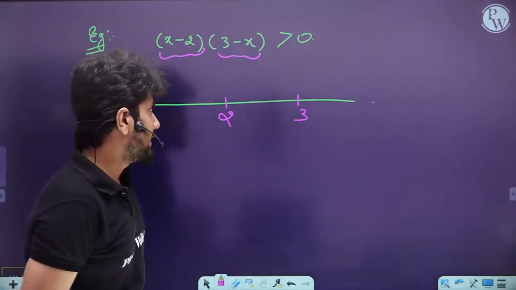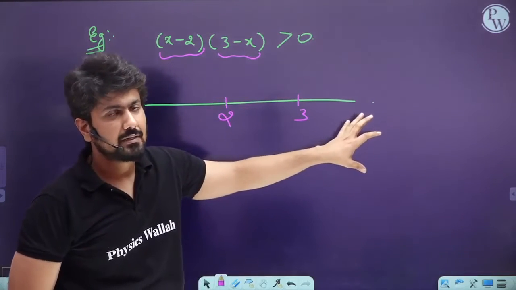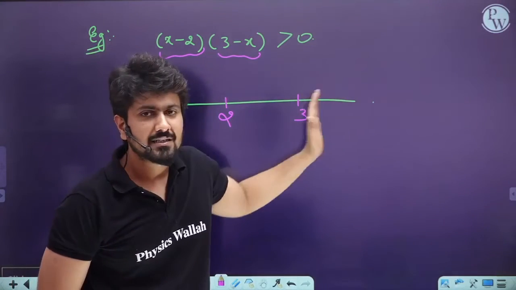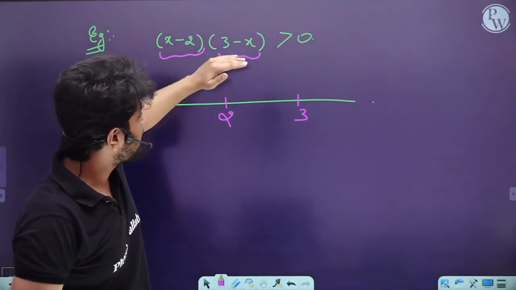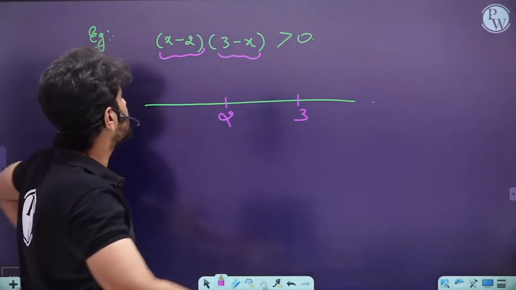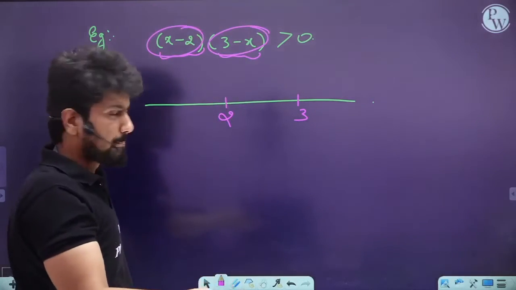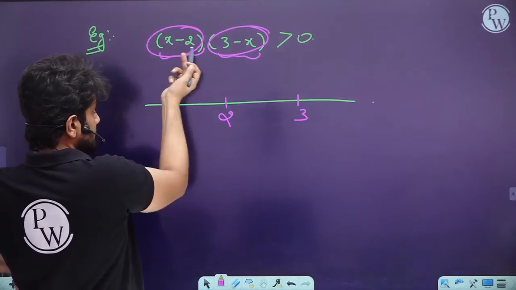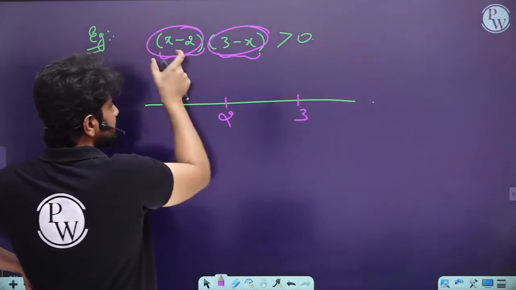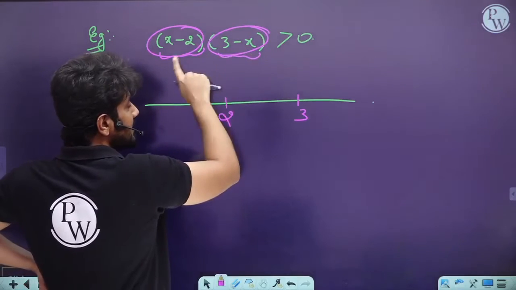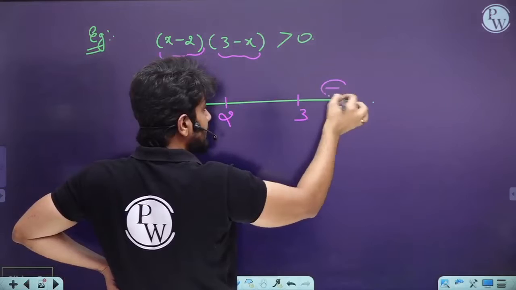In the extreme right, what do I do? Now I need to check. Suppose I take the value of x greater than 3, suppose I take x as 5. At x equal to 5, this factor is positive, but this factor is negative. So in the right of 3, this factor is positive, this factor is negative. Positive into negative, overall the sign will be negative over here.